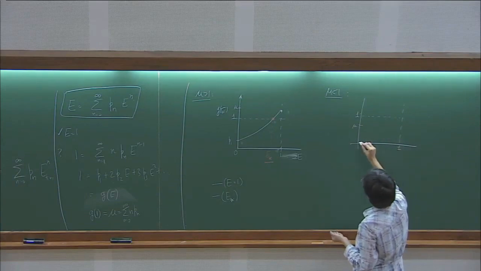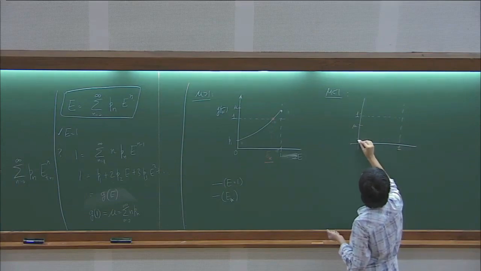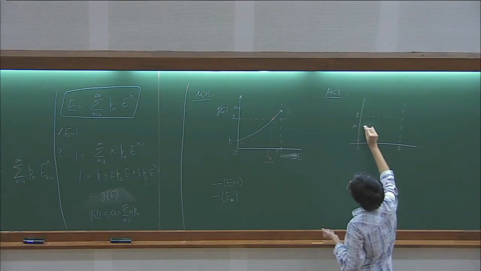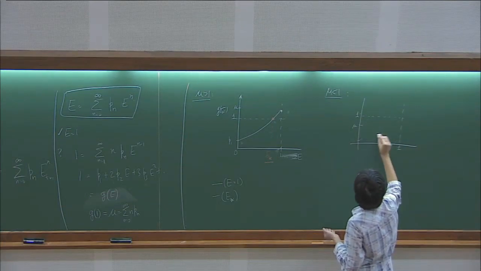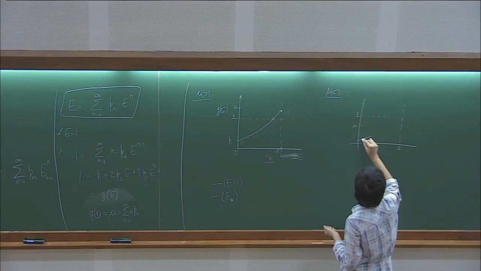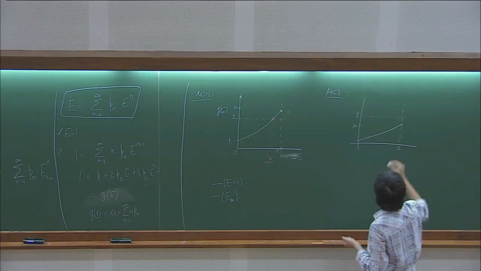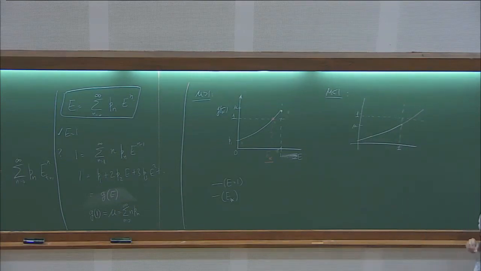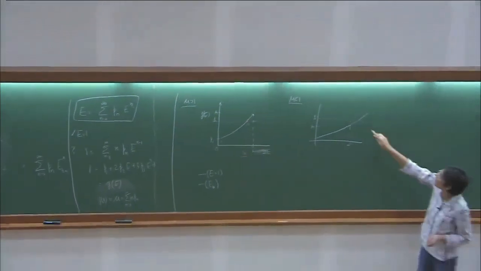Less than 1 instead. Something like this? No solution. Why? Yeah, because of probability. So now I'm getting an intersection point beyond 1, right? So therefore there's no solution when mu is less than 1. The only solution when mu is less than 1 is E equal to 1.